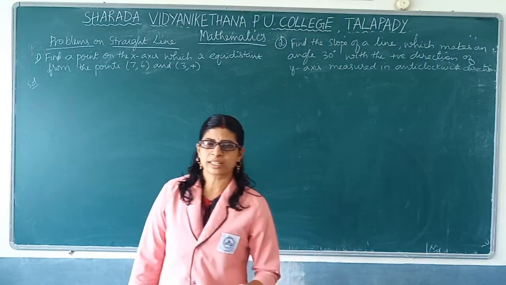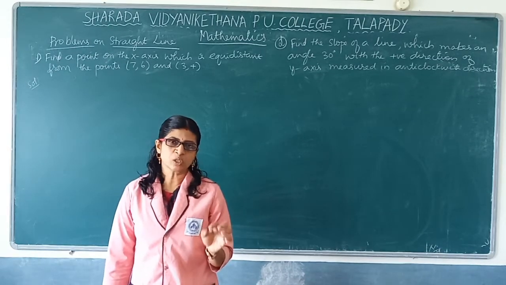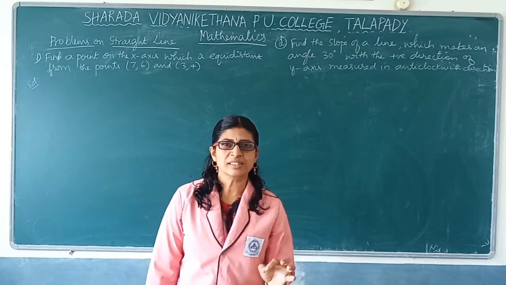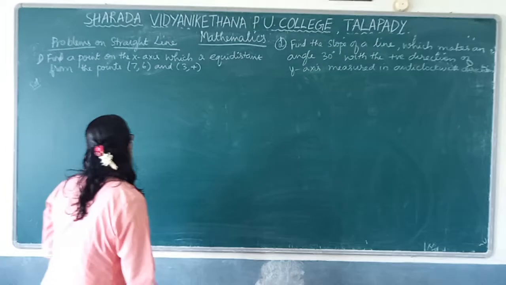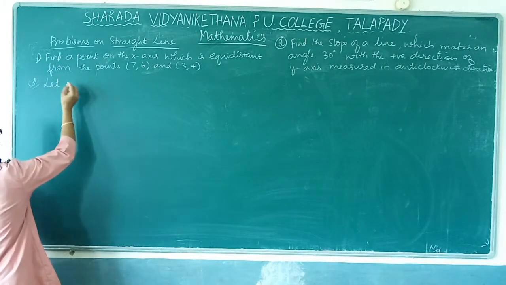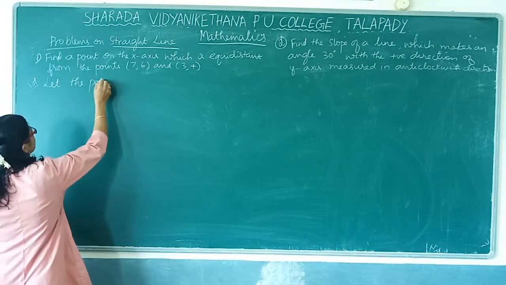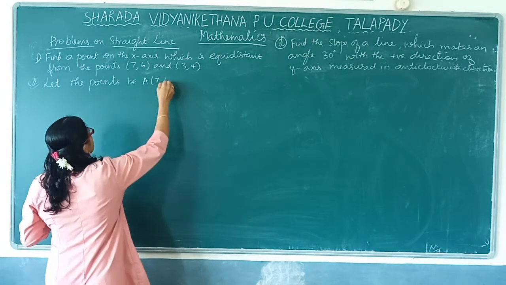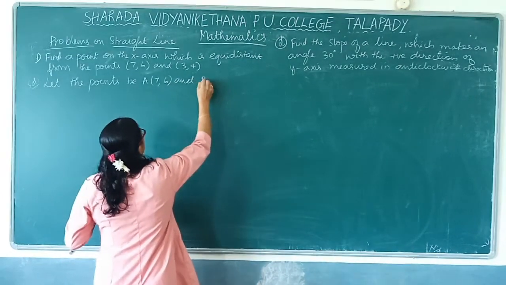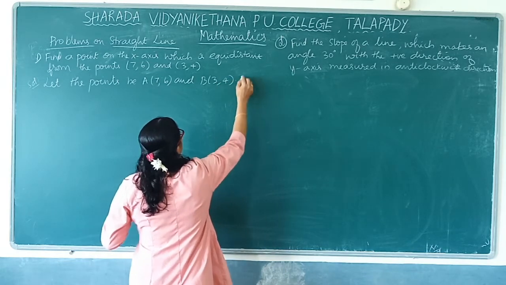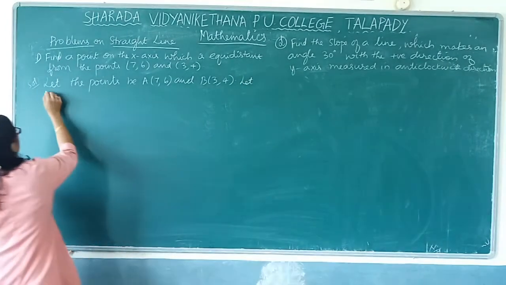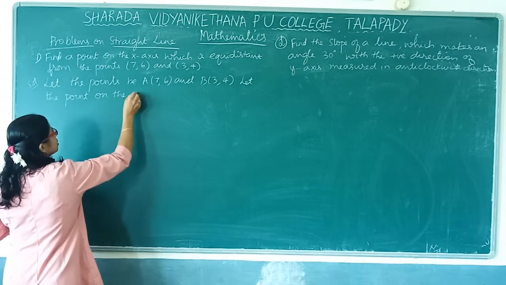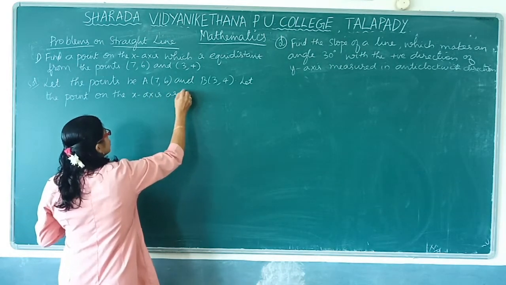So any point on the x-axis has its y-coordinate 0. This point immediately should come to your mind. Understood? The coordinate of any point on the x-axis is nothing but x, 0. So we have to assume that first. So let the points be, first given points we will assign some name. Let the points be A of 7, 6 and B of 3, 4. Let the point on the x-axis be, we will assume the point on the x-axis as x, 0.